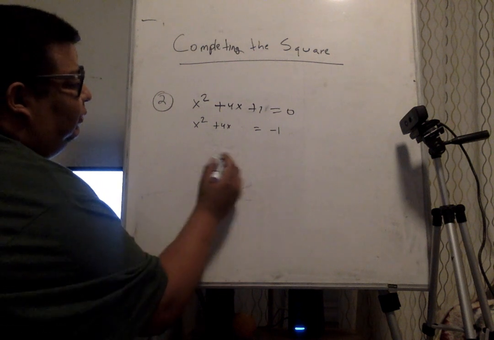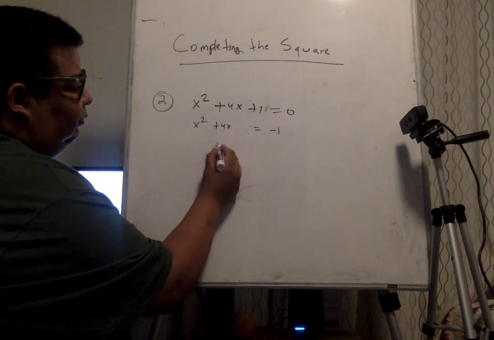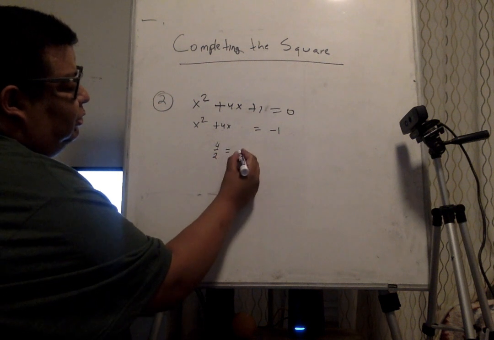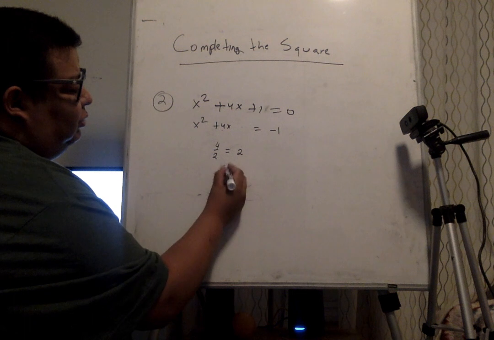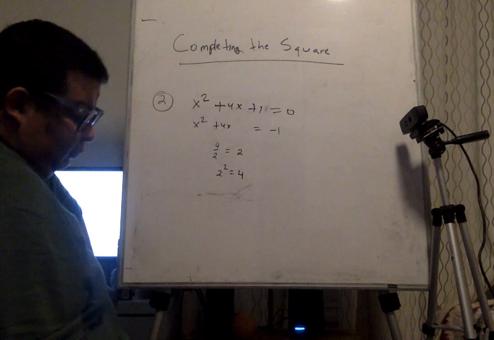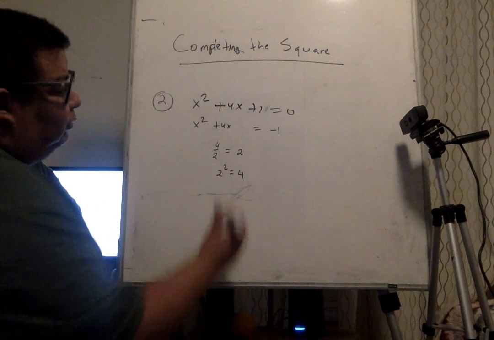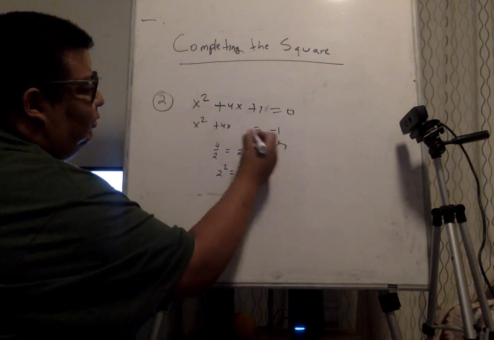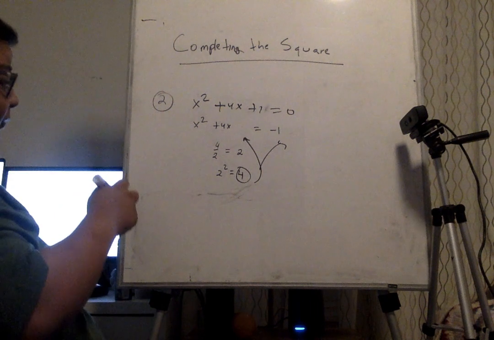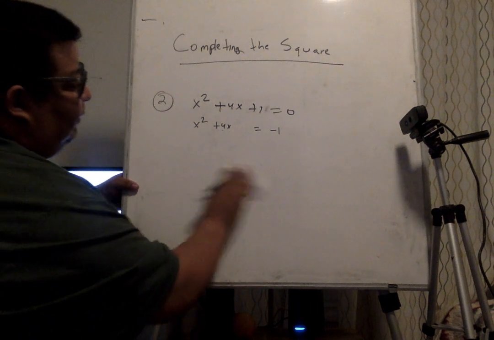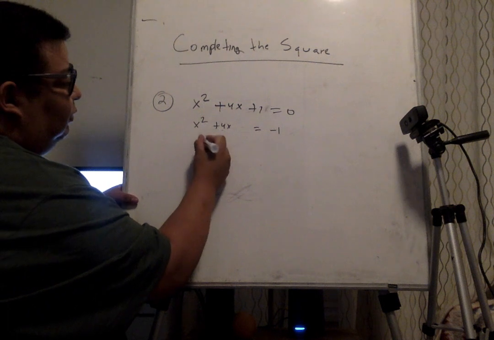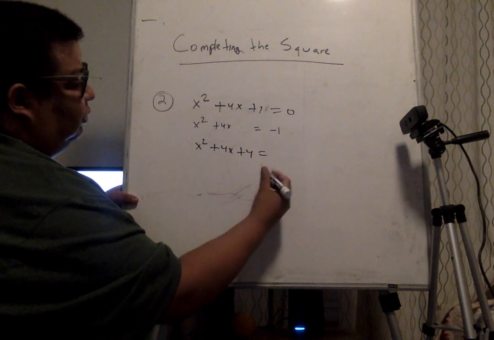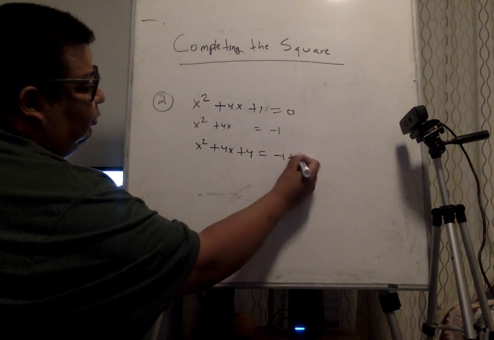Okay, now we're going to do this in the middle to get the number that we need here and here. So we take 4, divide it by 2. Always divide it by 2. We get 2. So then 2 squared equals 4. So this goes here and here. So that would be x squared plus 4x plus 4 equals negative 1 plus 4.